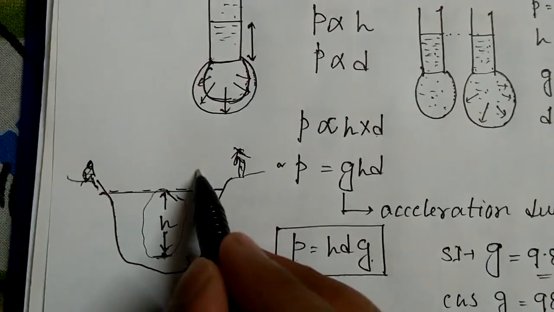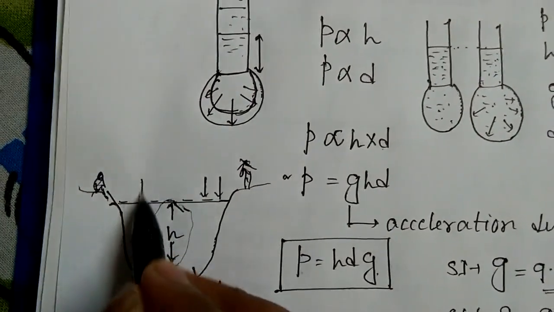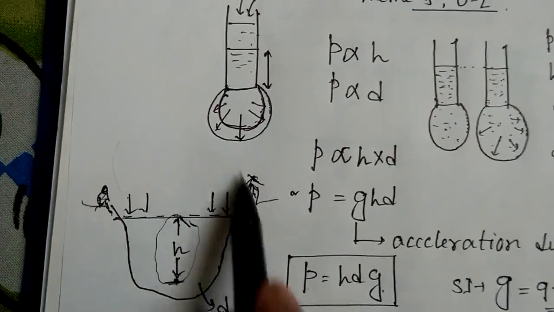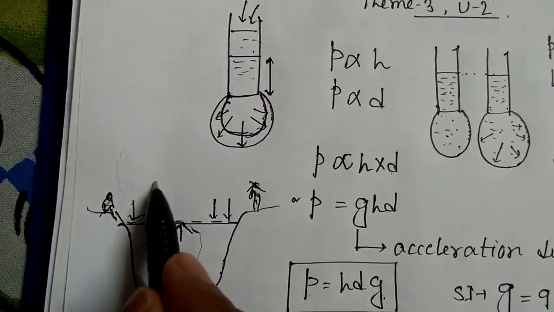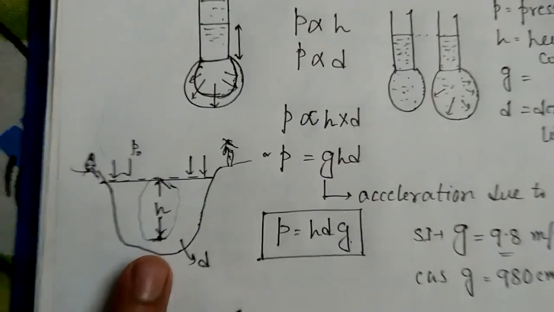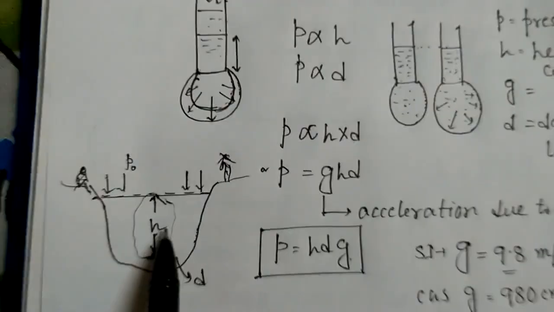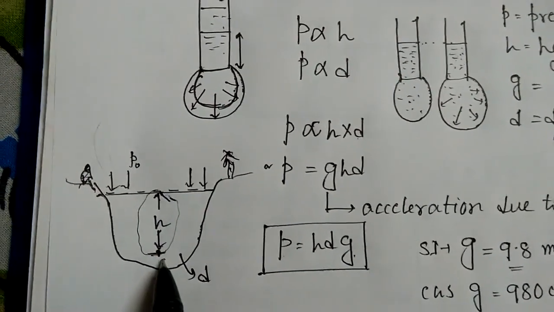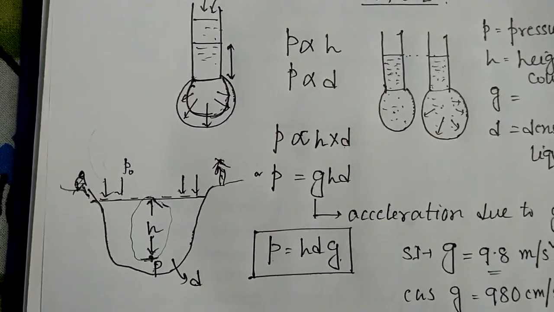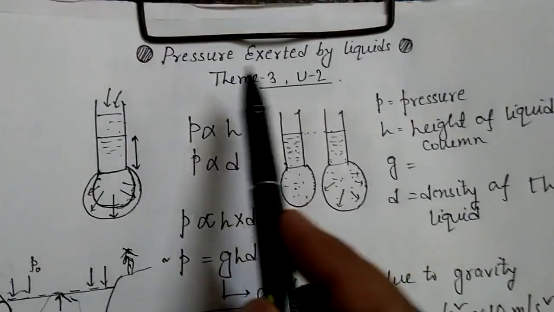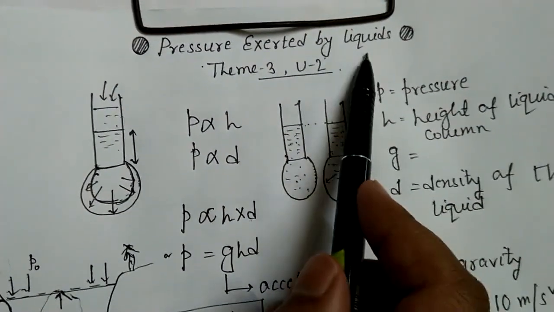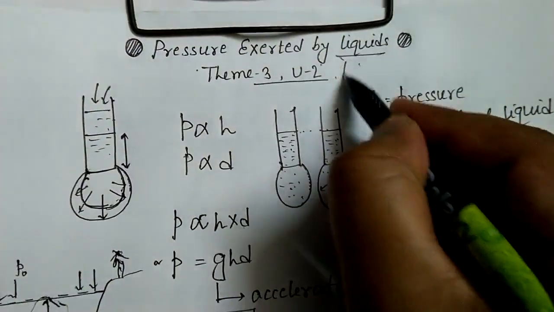Why? Because air is here, the atmospheric air column is here, and that will give some extra pressure here. And for that, the value of pressure at this point, let's say P, will increase. Is it clear?